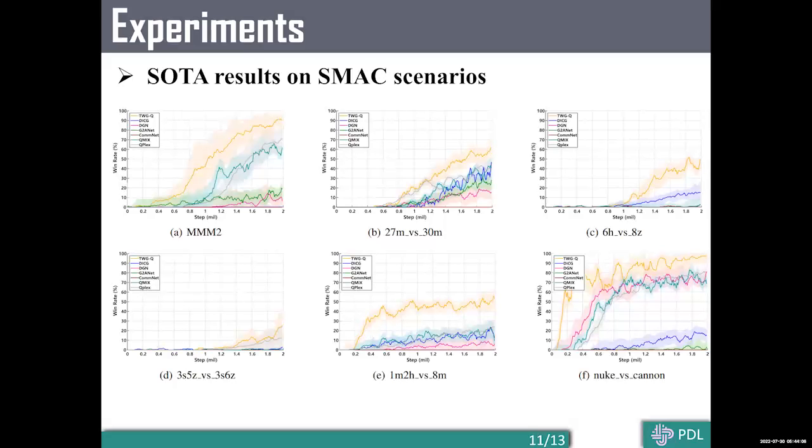Then we talk about the experiments. In this figure, the orange curve shows the performance of our proposed method. We can observe from this figure that our proposed method achieves state of the art results on most difficult maps in SMAC environment.